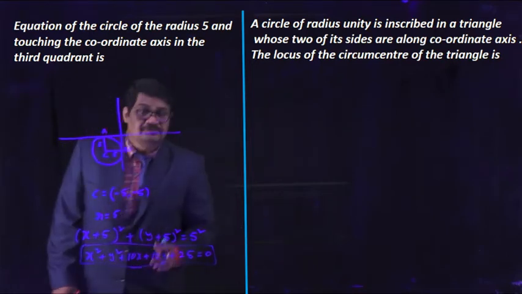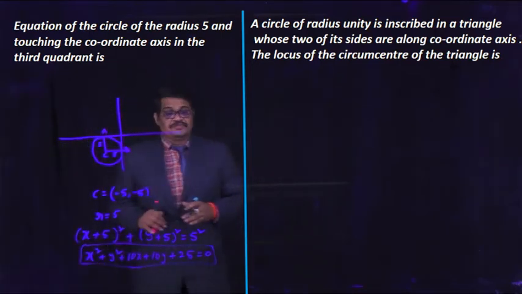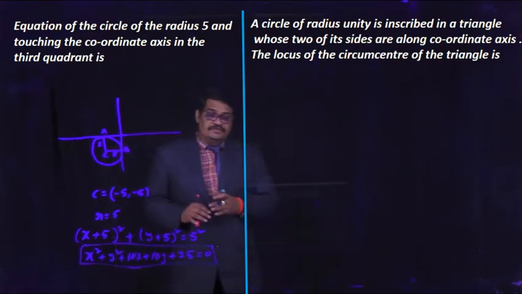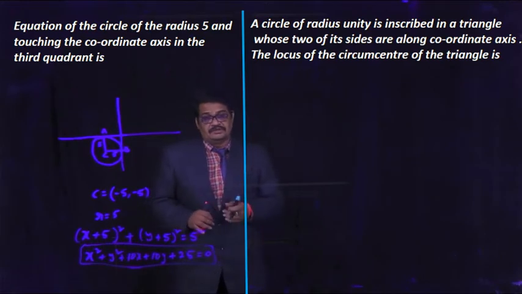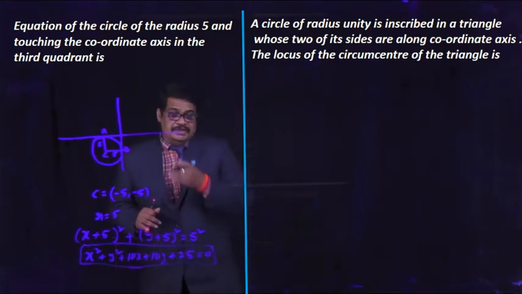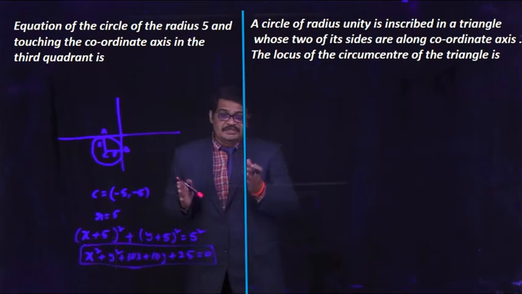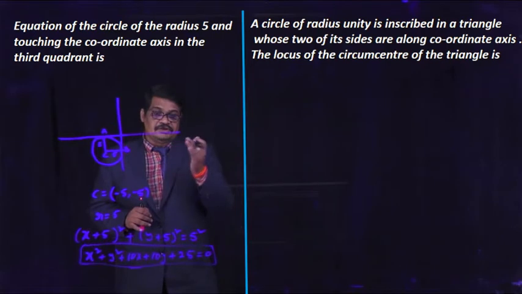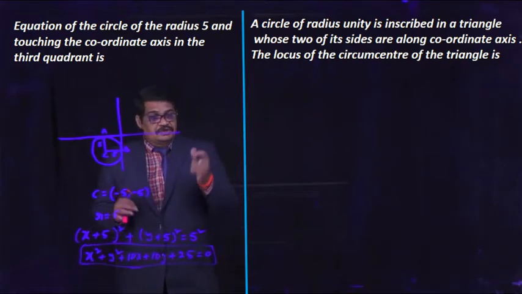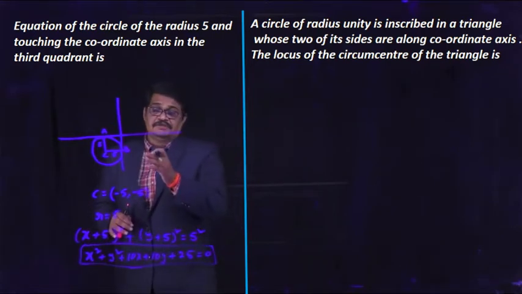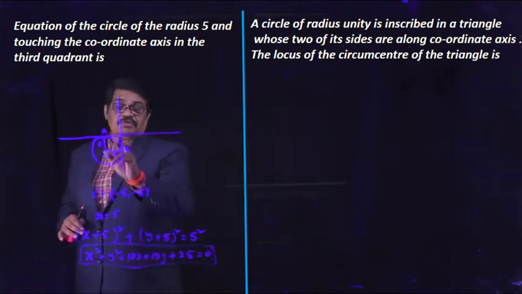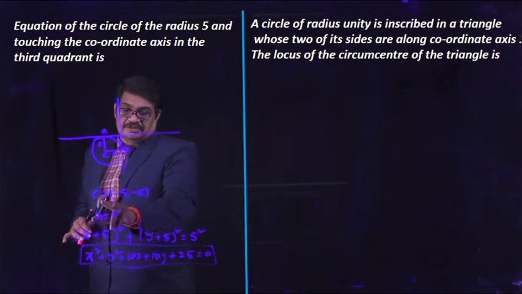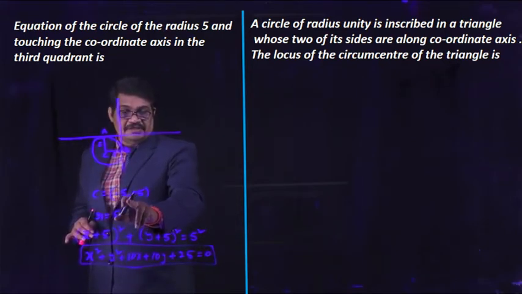This is the required equation of the circle. If any circle touches both the coordinate axis, then the coordinates of x and y are equal. We are saying this in the concepts. So if any circle touches both the coordinate axis, then the coordinates of x and y are equal and also equal to the radius. Here the circle touches both the coordinate axis in the third quadrant. Then we take the center coordinates as C (minus a, minus a).